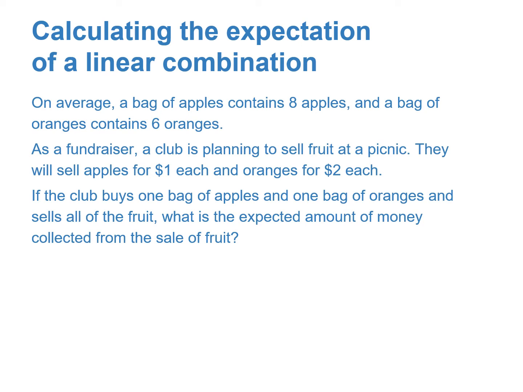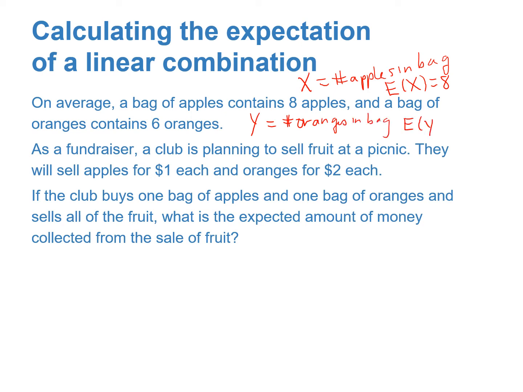Okay, so here, first of all, I'm going to let x equal the number of apples in the bag. And we know the expected value of the number of apples in the bag is 8. And I'm going to let y equal the number of oranges in the bag. And the expected value of y, we're told, is 6. Okay, so we're starting from there.